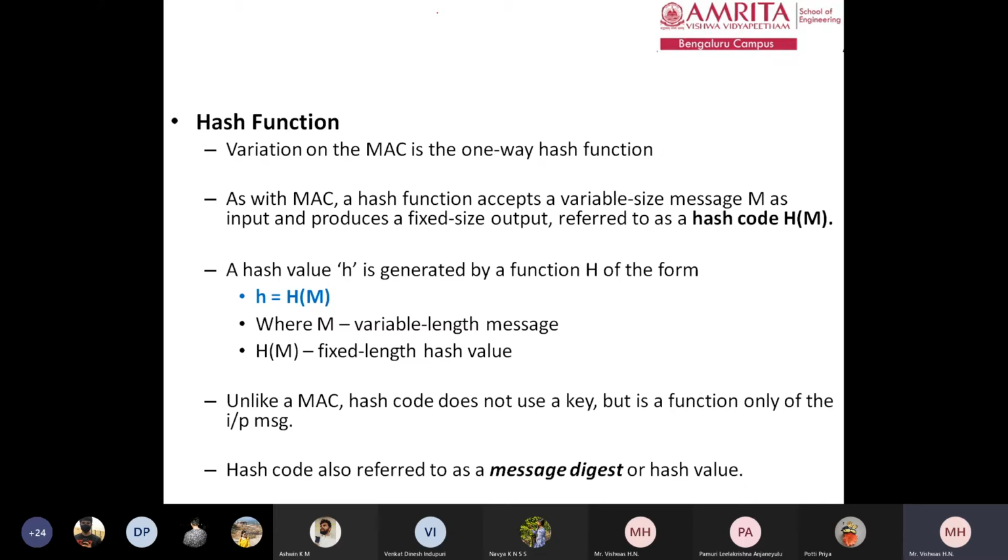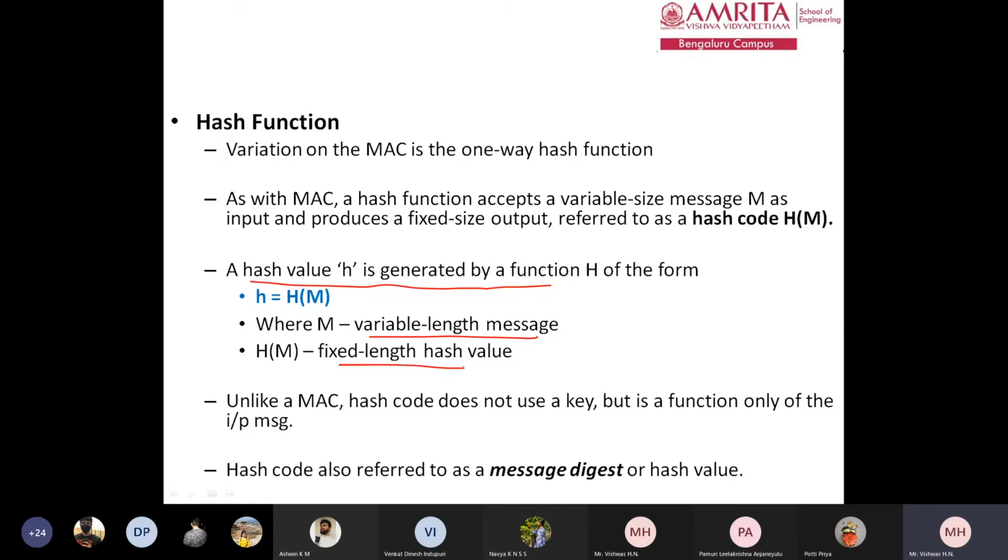Is that clear? So you have a hash function, not a message authentication function, that is different. For the hash function you give the input, which is the actual message itself, and with that you generate a hash code. You can see a hash value h is generated by a function H of the form h = H(M), where M is a variable length message and H(M) is a fixed length hash value.